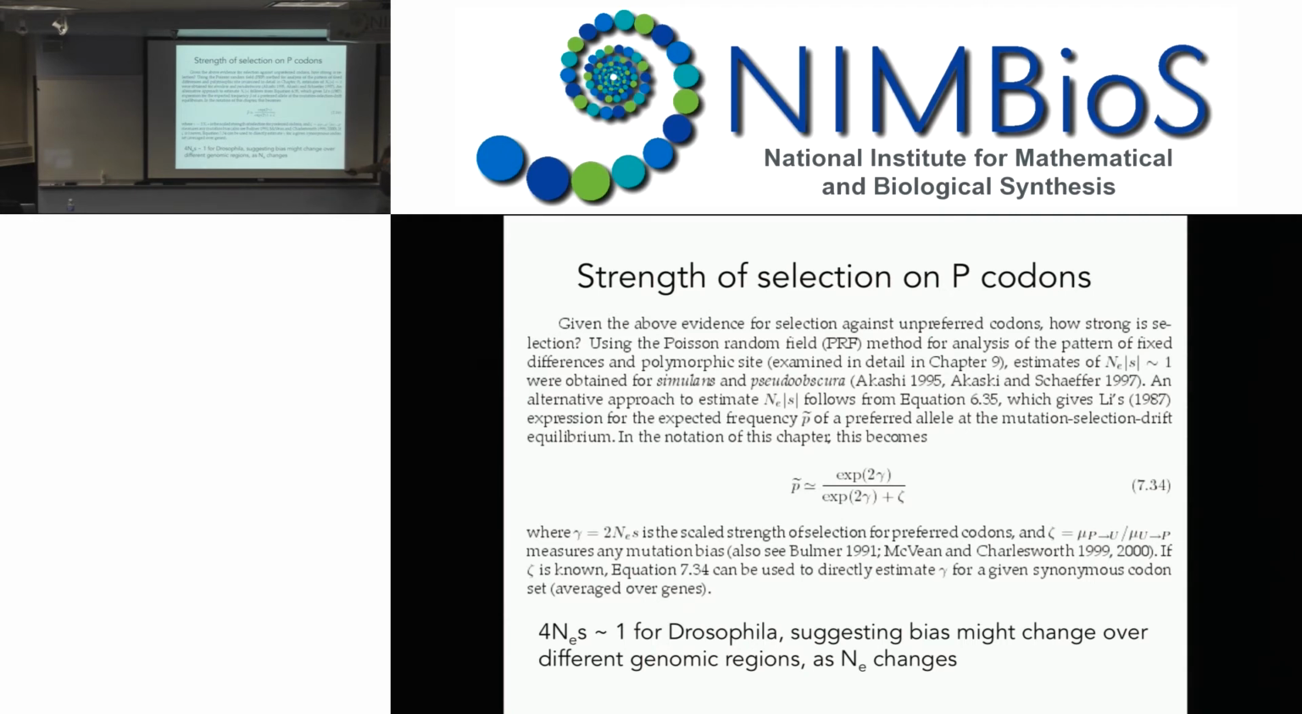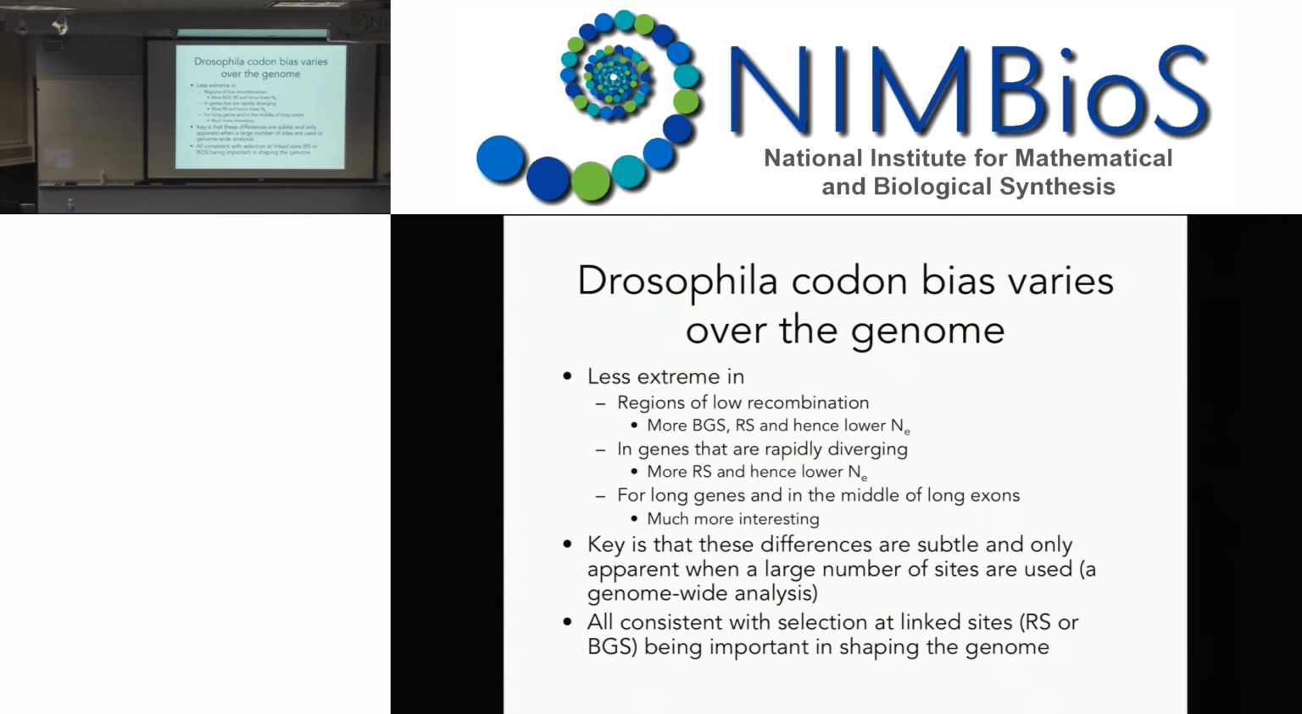If 4Nes is, let's say, 10%, a reduction in the effective population size isn't going to really have much of an effect at all. You've got to be sitting right around this magic number of about 1. So on one population size they're selected. If I change the effective population size in the region of a chromosome, they become unselected. And Drosophila seem to be sitting, at least some species, in this magic window.